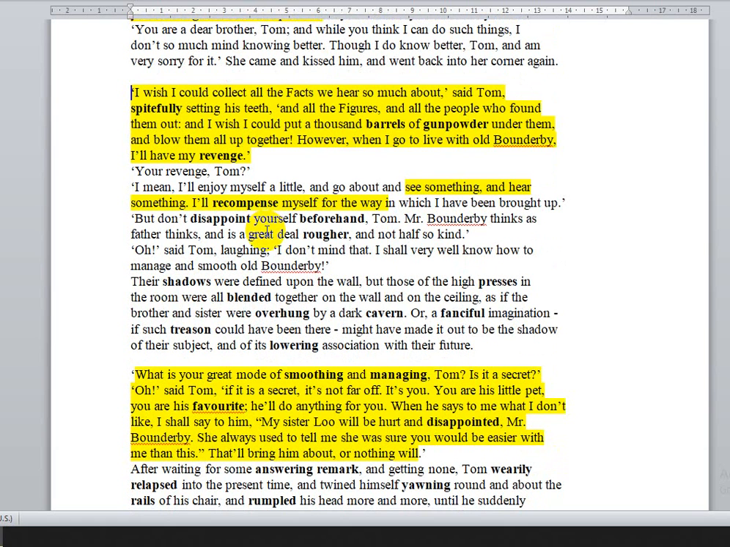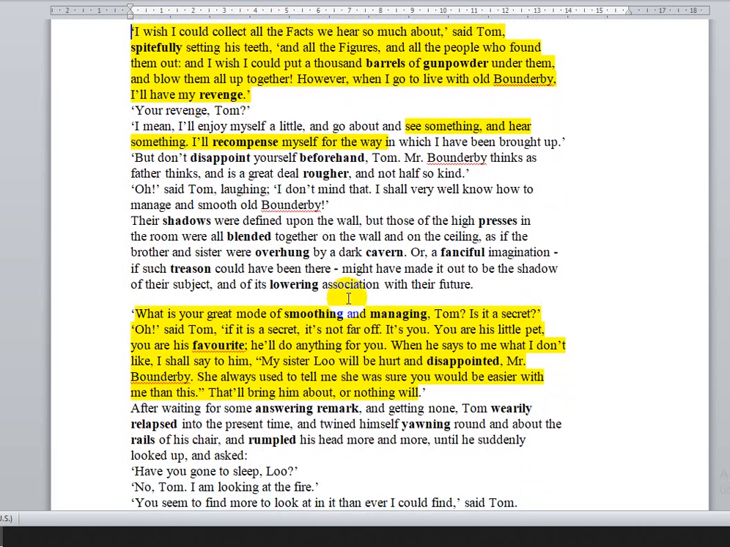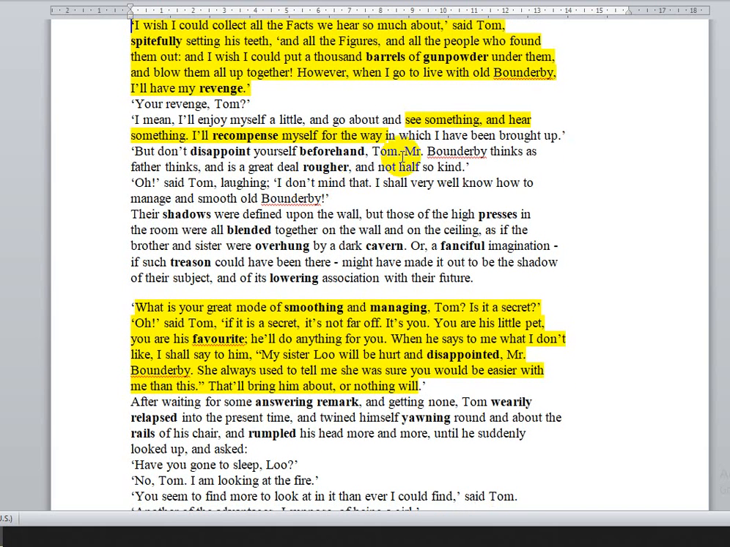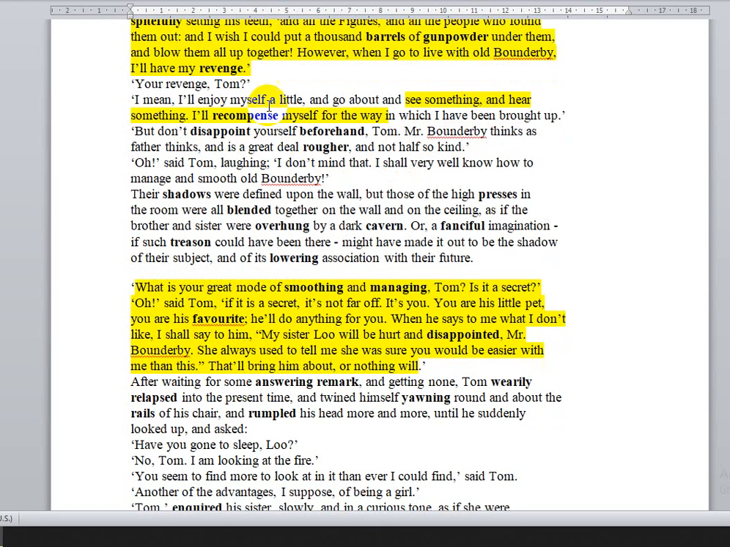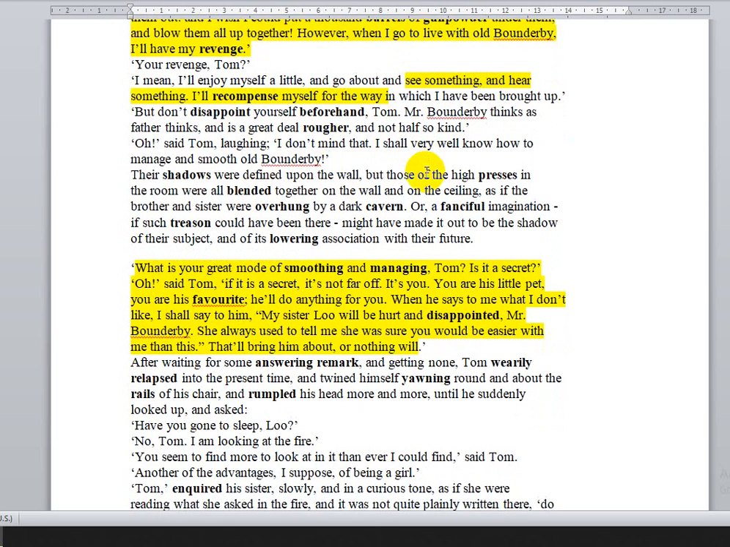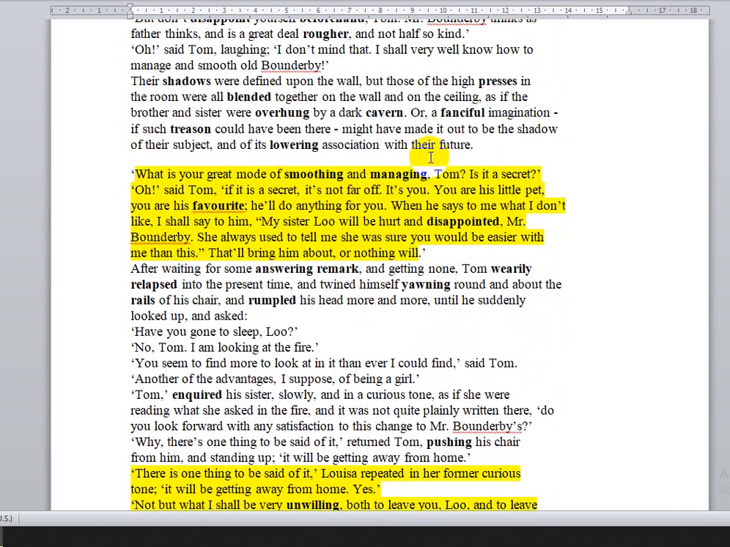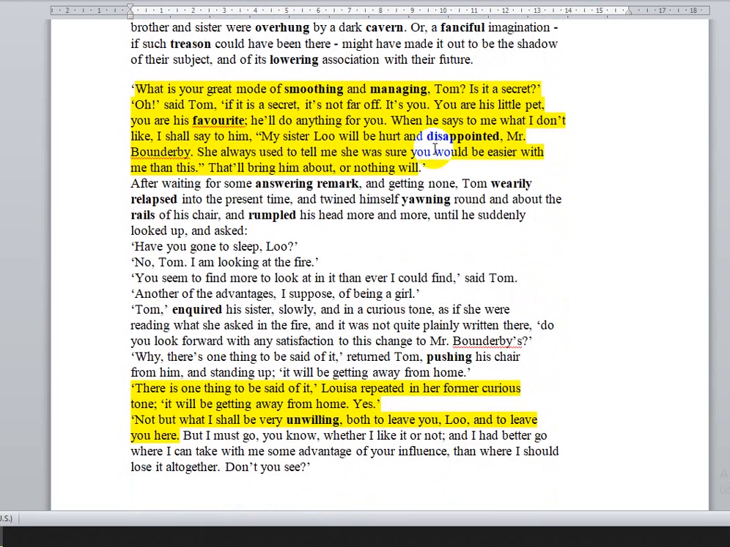If you remember, last time in chapter 7, Bounderby said he is ready and he will bring Tom to work with him in the bank or some other place after he finishes his education. So there are plans for Tom to go and work with Bounderby. I will have my revenge. Your revenge? I mean, I'll enjoy myself a little and go about and see something and hear something. I will recompense myself for the way in which I have been brought up, for the things he was deprived of in the past.